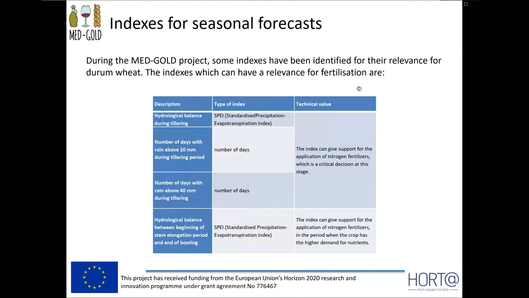during which wheat needs more nitrogen, and the indexes are mostly related to the soil hydrological balance or to the amount of precipitation, which can favor the effect of the fertilizer or can pose a risk for nitrogen leaching. This is all from my side. Thank you very much.